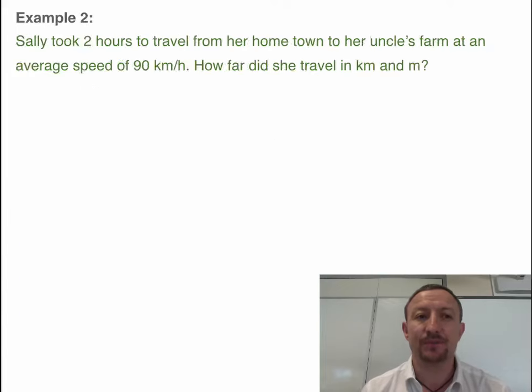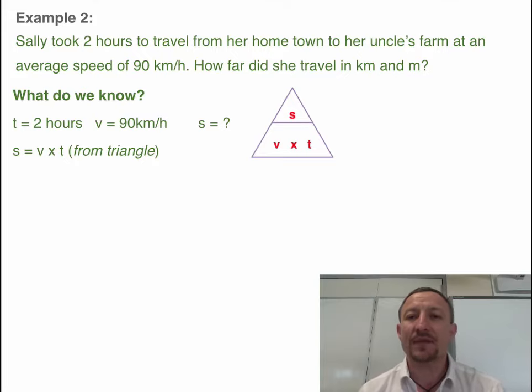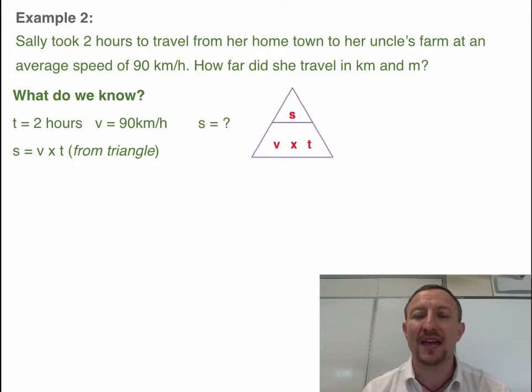So let's look at example 2. In this case, Sally took 2 hours to travel from her hometown to her uncle's farm, and she was travelling at a speed of 90 kilometres per hour. We've been asked to work out how far she travelled in kilometres and metres. So let's write down what we know. We know her time was 2 hours, and we know that she was travelling at a speed of 90 kilometres per hour, and we've got to find S.